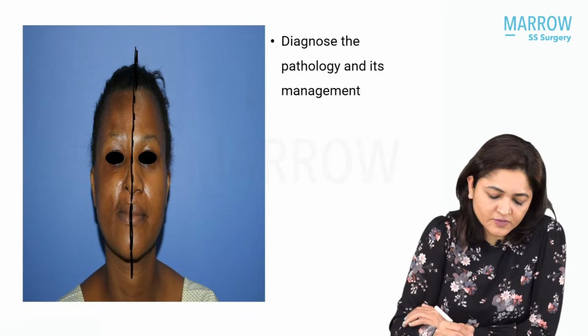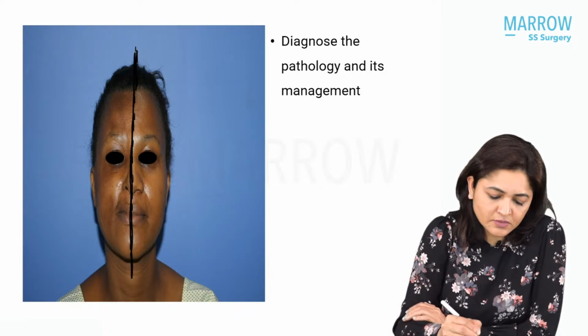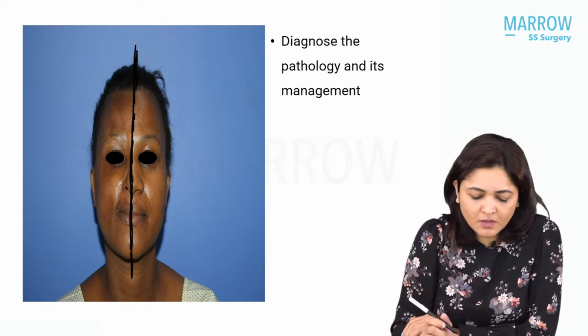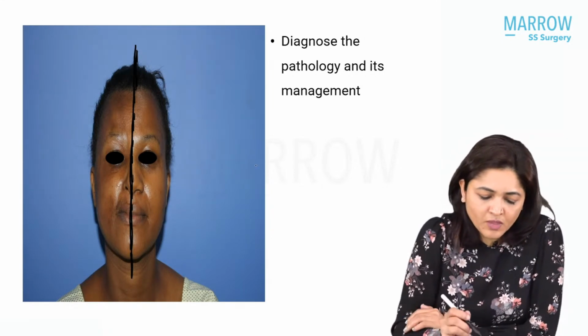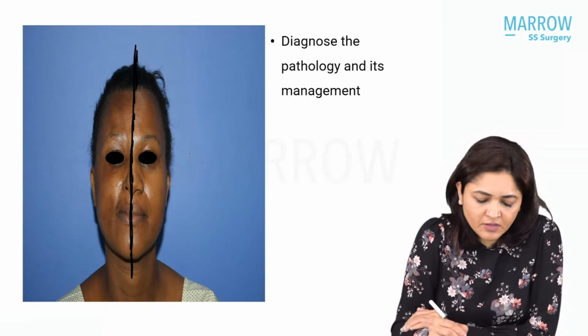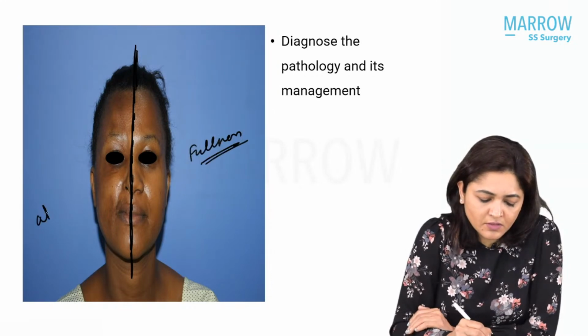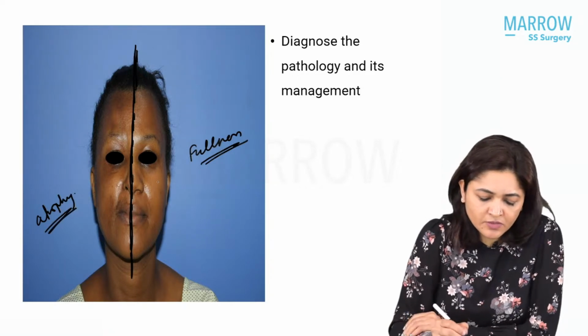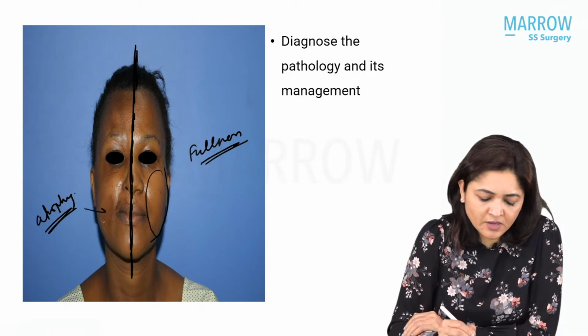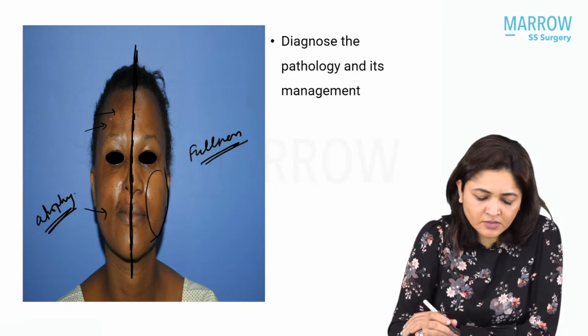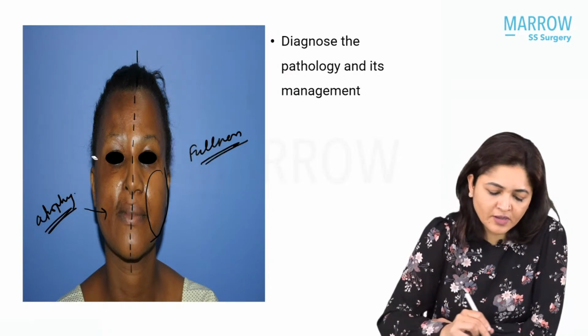Now compare the two halves. What can you see? There is definitely more fullness on this side, atrophy on this side. Is that visible? You see the cheeks are more full. This part, see, this is sunken. Even the forehead also, now you can realize. So I'll just take away all that I have written.